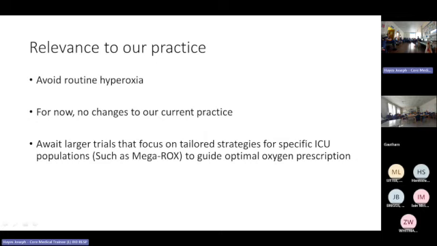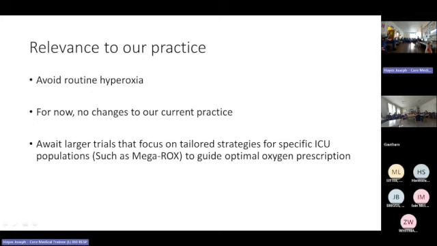The relevance to our practice is that I think it's not really a debate now that we should be avoiding routine hyperoxia. But with the data that the UK-ROX trial has given us, I don't think there is any specific reason to mandate any changes to our current practice. But I think that potentially that might change in the future.